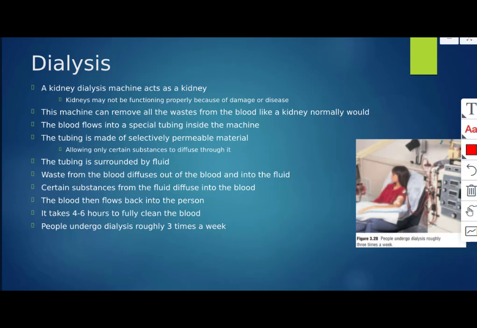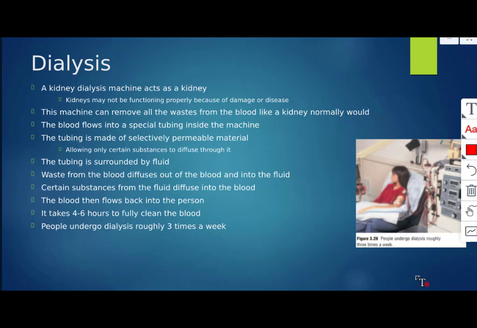Next, we're just going to talk about dialysis. So sometimes kidneys can fail, or sometimes maybe they're damaged. Maybe somebody gets into a car accident and they've severely damaged their kidneys and the kidneys don't work anymore. Kidneys are very, very important because they're filtering your blood. They're taking all that waste material out of the blood. So if kidneys fail, there is a dialysis machine that can act as a kidney.